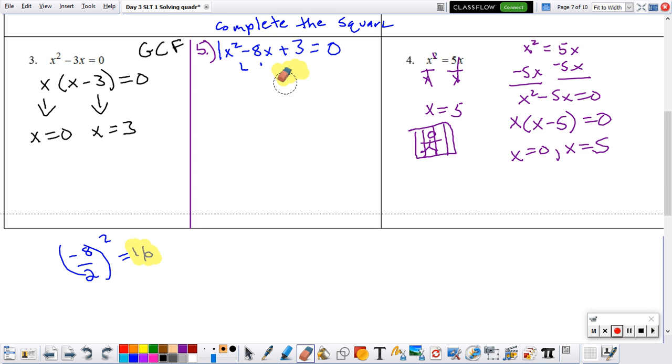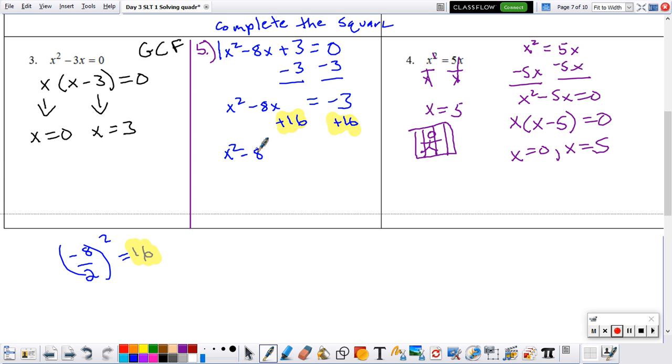Wait, I screwed something up. Please forgive me. I got so excited about completing the square, I forgot to move the 3. So we've got x squared minus 8x equals -3. Now, -8 divided by 2 squared. We're going to add the 16 to both sides. And x squared minus 8x plus 16 equals 13.